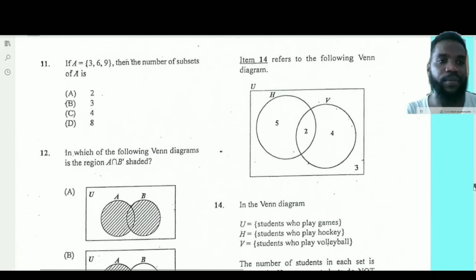Question number 11. It says that if A is equal to the set of 3, 6, 9, then the number of subsets of A is, all right, good. Now there's a simple formula for the number of subsets. It's 2 raised to the number of elements in the set, which is 1, 2, 3. Now this is what we call indices. When you have 2 raised to the 3, it means you multiply 2 by itself 3 times. So it's 2 times 2 times 2. 2 2s is 4 and 2 4s is 8. The answer is D, as in dog.